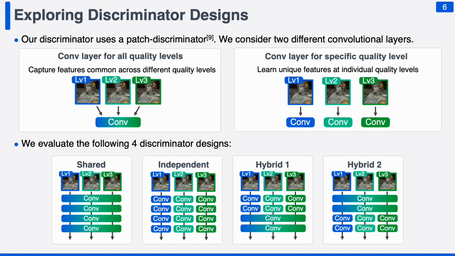To examine this, we use two different types of convolutional layers in our patch discriminator. The first one is a convolutional layer applied for all quality levels, which captures features common across different quality levels. The second one is a convolutional layer for specific quality level, which learns unique features at the individual quality levels. With these two layers, we design the following four discriminators, named as shared, independent, hybrid 1, and 2.